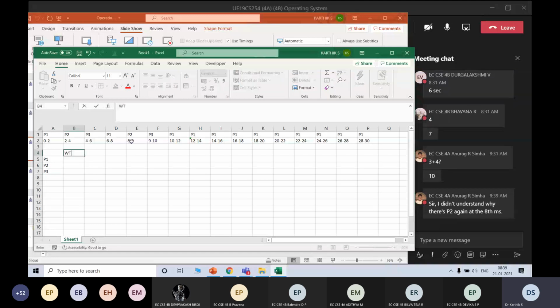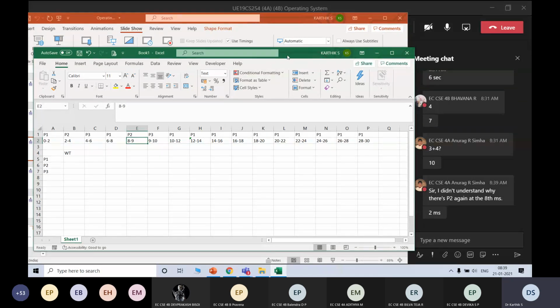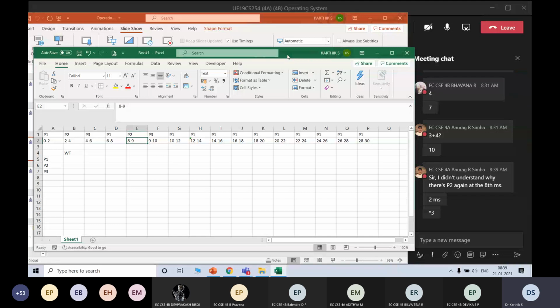What I've done is the waiting time of process P1. I did not understand why there is P2 again at the 8th millisecond here. Okay, see, what is the burst time of P2, Anurag? Burst time of P2 is 3 milliseconds, as given in the question, not 2 milliseconds. 2 milliseconds is our quantum. Burst time is 3 milliseconds.